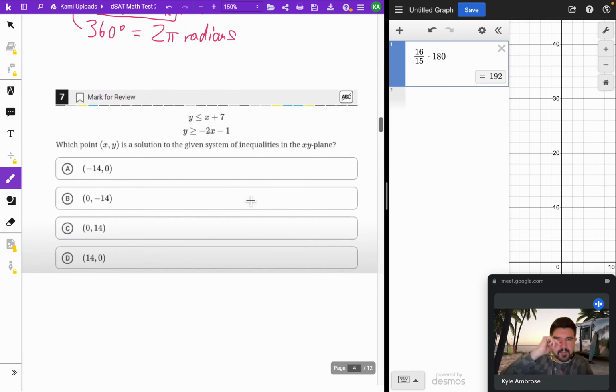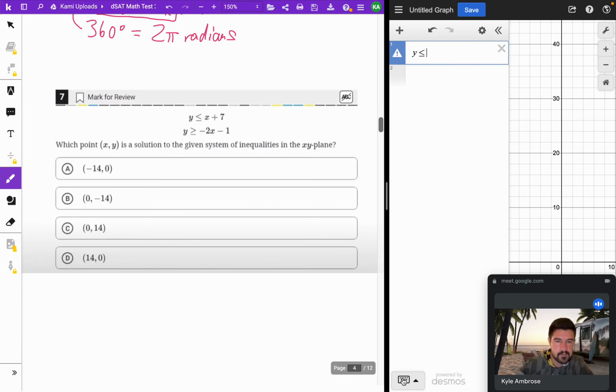Which point is a solution? Okay, this is easy in Desmos. We're looking at a system of inequalities, and we need a solution. So let's type it in. To get the less than or equal to, you could just do shift and then the comma, which is less than, and then immediately hit the equal sign and you'll get the less than or equal to.